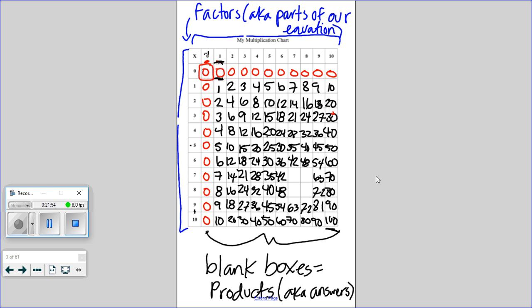7 times 7. What was 7 times 7? Barrett, what was 7 times 7? 49. Fill in 7 times 7. What about 7 times 8? We just did this. Gia? No, not 59. We just did it. 56. If we know 7 times 8 is 56, what is 8 times 7? 56.